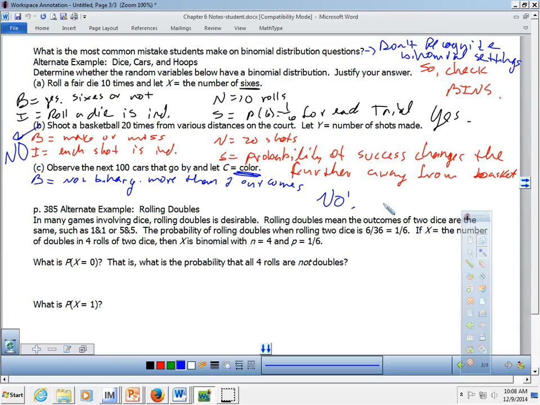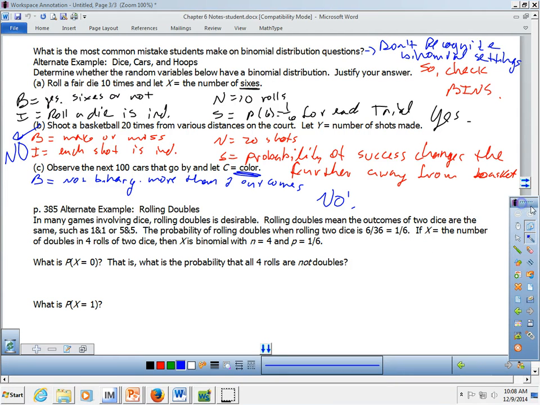In part C, your binary, the very first thing you check, binary isn't upheld because there are more than 2 outcomes. If we're just going to look at the color or even count the colors, there's more than 2 outcomes. So it's not binary, so no. So be able to recognize the binomial setting. In part A, we could go ahead and start trying to calculate binomial probabilities. Okay? All right, speaking of which, let's start talking about that.